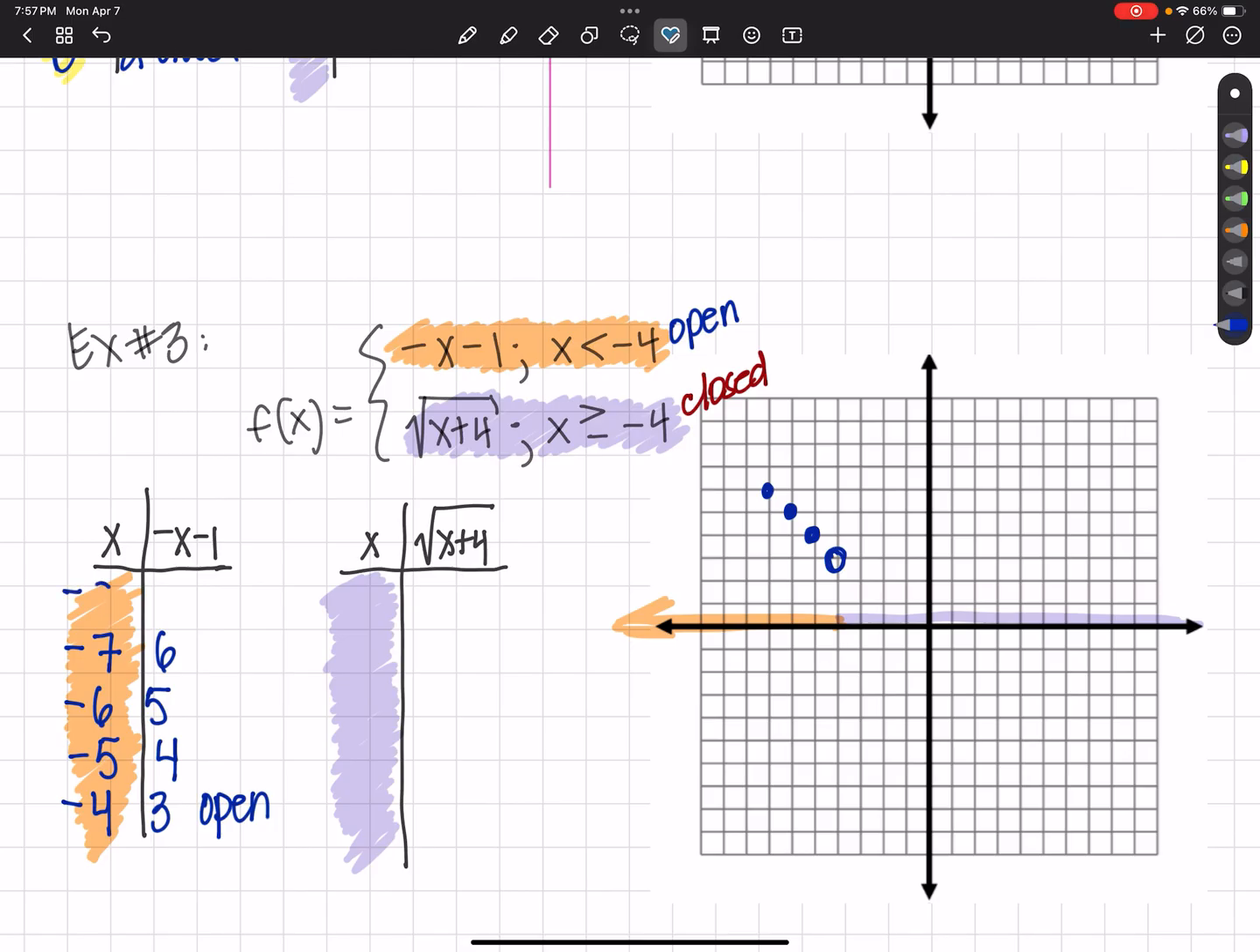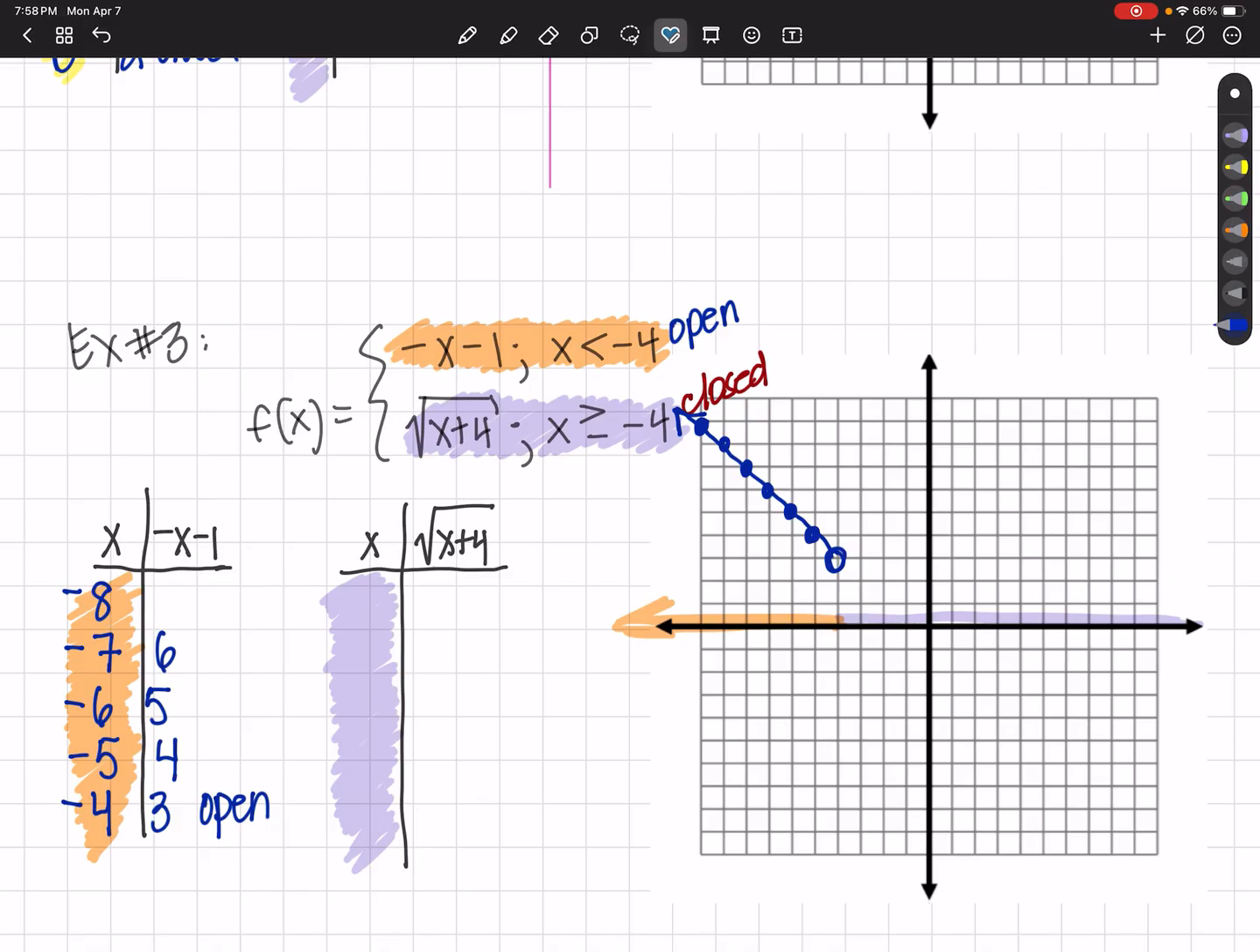We'll put a negative 8 in, and that's all I'm going to be able to fit on this table. The opposite of negative 8 is 8. 8 minus 1 is 7. And you can see the pattern. It's going to go off the grid just like that. And there is one piece of our piecewise function.